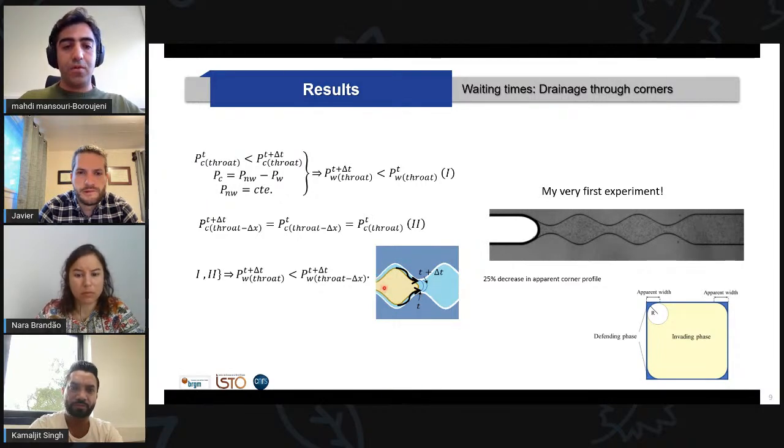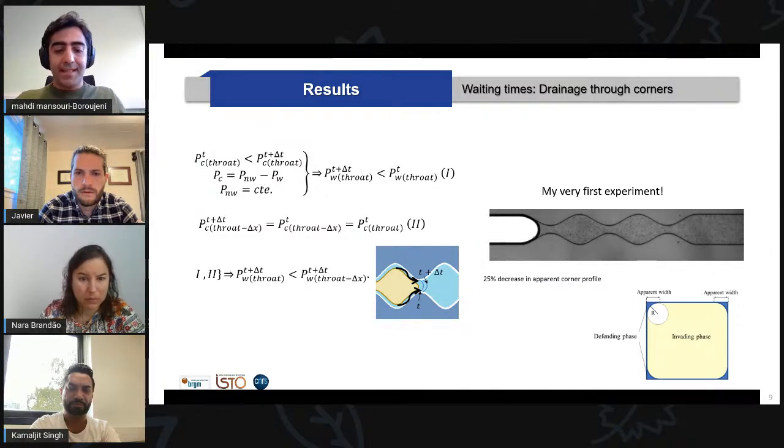And considering that at the corners nothing has changed, the capillary pressure would remain constant, which implies that the wetting pressure at the corners will be higher than the wetting pressure at the meniscus if the invasion wants to happen. This provides a pressure gradient through the corners and probably a flow from the corners to the body of the wetting fluid. Here you can see my very first experiment in the lab.